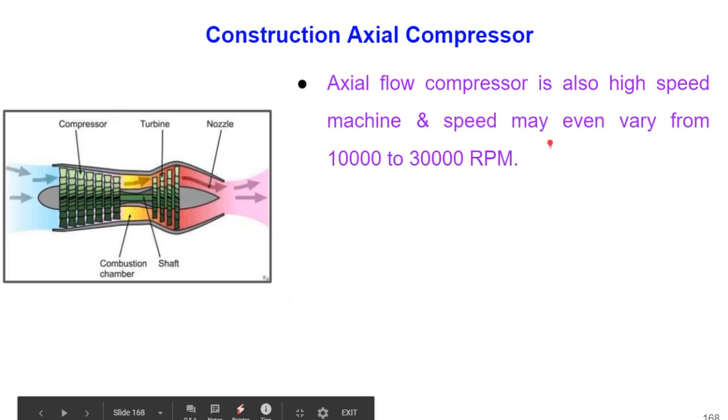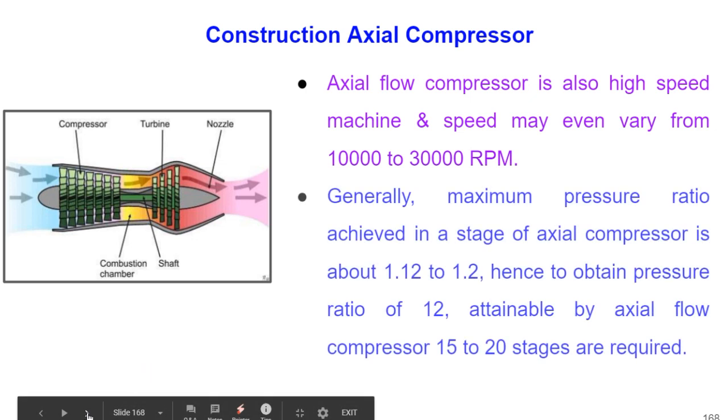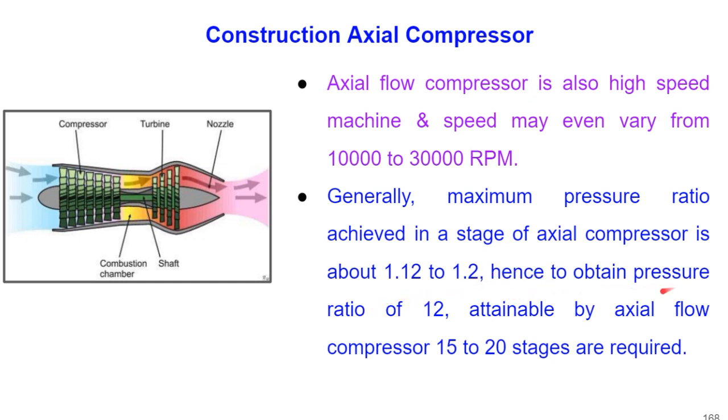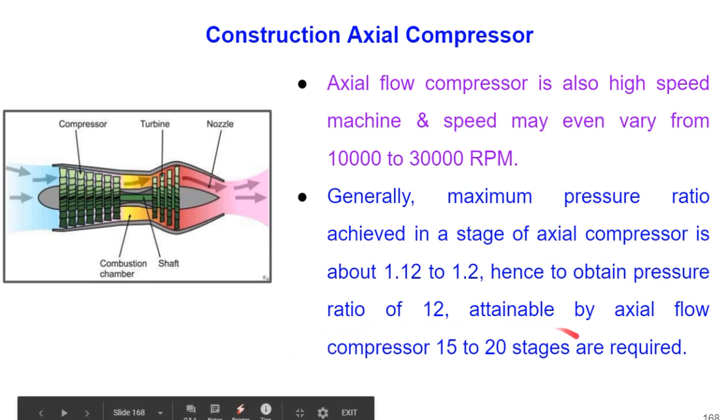The axial flow compressor is also a high speed machine. Speed may vary from 10,000 rpm to 30,000 rpm. Generally, the maximum pressure ratio achieved in each stage of an axial compressor is 1.12 to 1.2. Hence, higher overall pressure ratios are attainable by an axial flow compressor with 15 to 20 stages required.